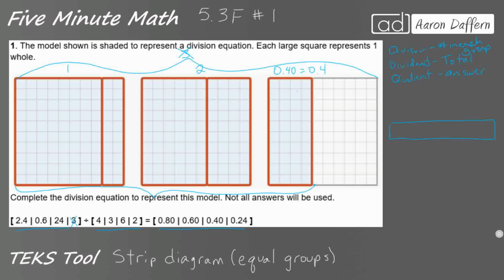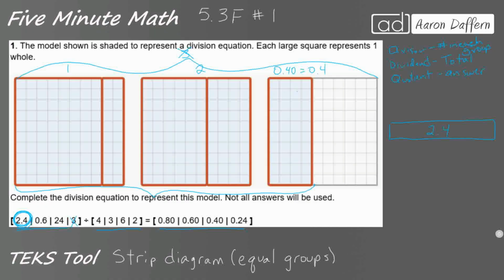So we can now draw a strip diagram to translate this into a model and then an equation. What is our total? What are we starting with? One whole, two wholes, and then 4/10. So we're going to start dividing with 2 and 4/10 as our dividend. We always start with our largest number when we divide. So that's going to be our first term, 2 and 4/10.